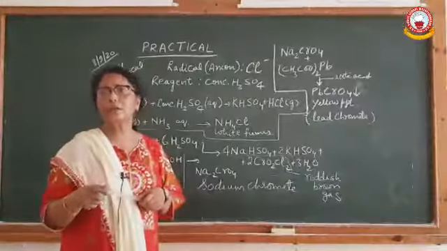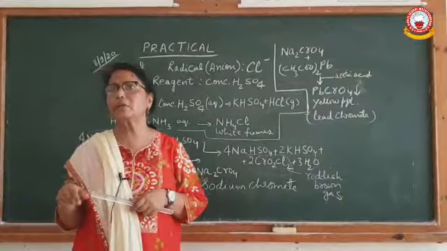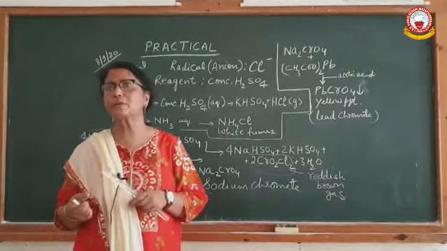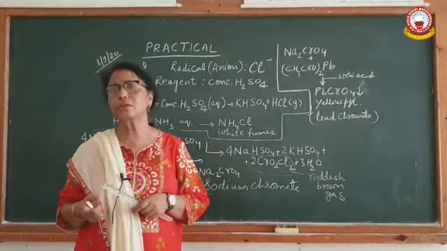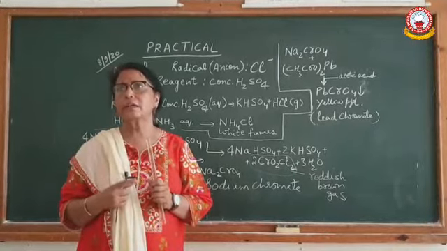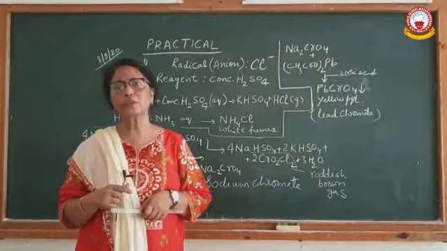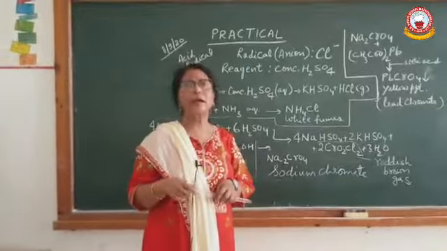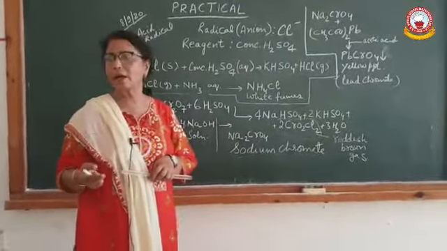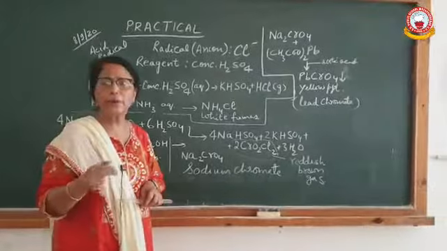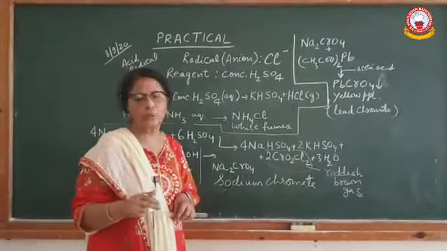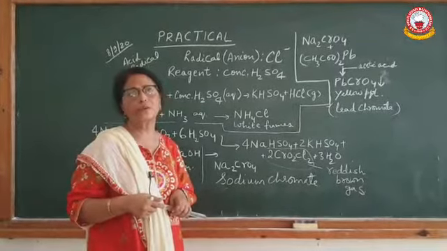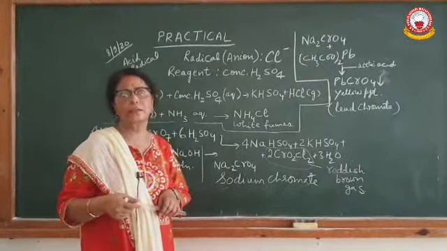If a given salt is there and you have to find out whether it contains acid radical of first group or second group, the reagent used is sulfuric acid. Dilute sulfuric acid for the first group and concentrated sulfuric acid for the second group, and chloride, bromide, iodide, they belong to the second group of acid radicals, and for them the reagent used is concentrated sulfuric acid.